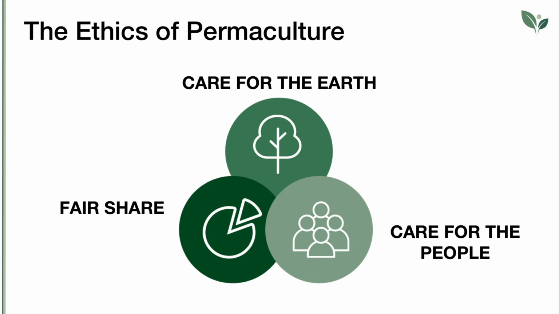Therefore, this system requires that our conduct is focused on the good of the planet, of nature, and of the people. Care for the earth, care for the people, and fair share are the three ethics principles that characterize permaculture design systems. As we will see in the next slides, these principles are deeply interrelated. Let's analyze them in more depth.